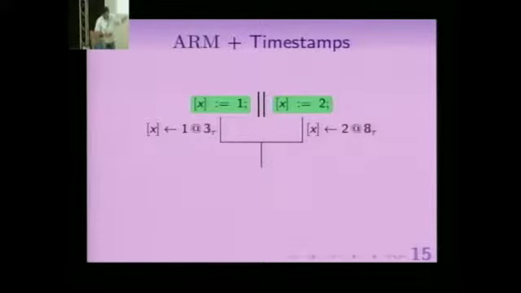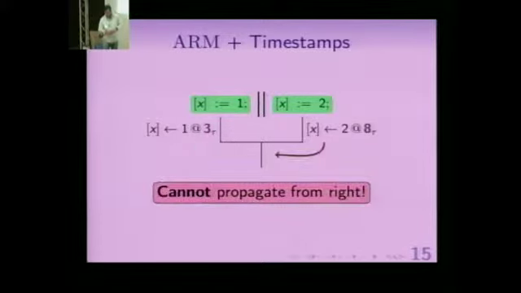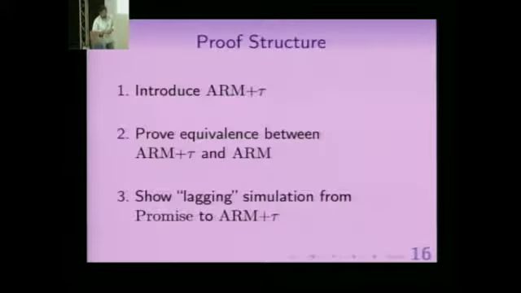So the ARM plus timestamp machine now is allowed to propagate these write requests to the common buffer, but it's not allowed to propagate this one to the common buffer, as there is another write request to the same location with a smaller timestamp, which is in the sibling buffer. So the bird's eye view of our proof is the following.